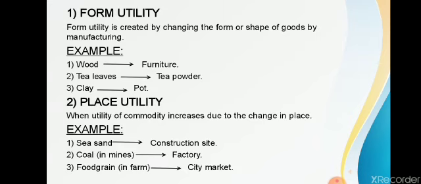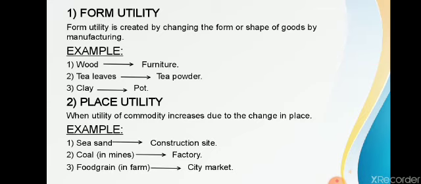Now let us come to the first part of types of utility. The first type of utility is the form utility. When the utility of any commodity increases due to the change in shape, size, structure of the existing material, it is said to be the form utility.